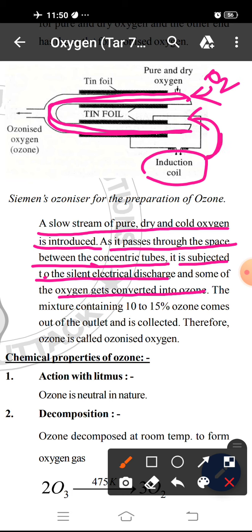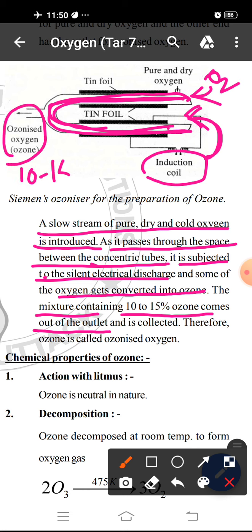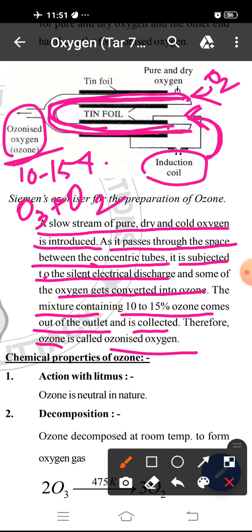When oxygen is subjected to silent electric discharge with the help of an induction coil, this oxygen gas is converted into ozone. The ozonized oxygen containing 10 to 15% ozone comes out of the outlet and is collected. Therefore, it is called ozonized oxygen, because it is a mixture of ozone and oxygen.